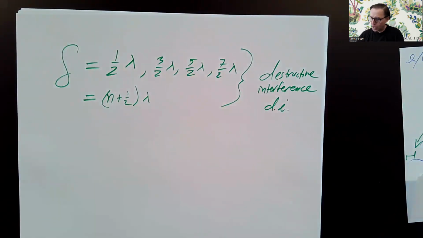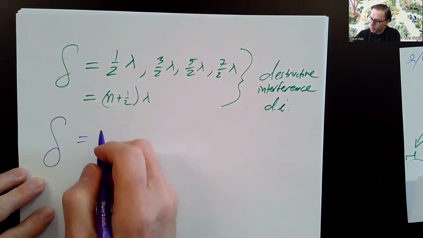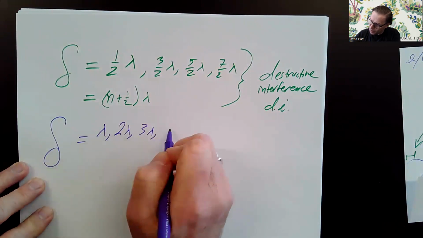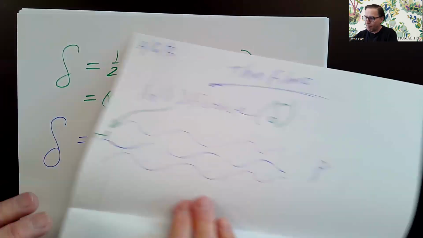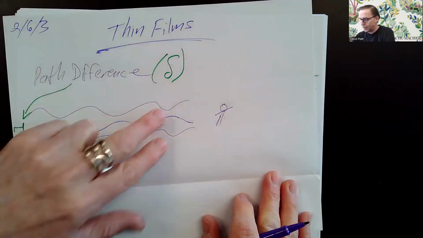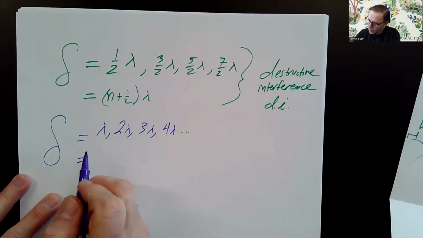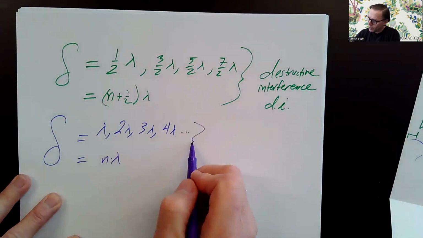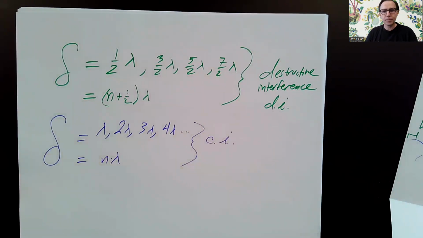If, however, change colors, the path difference is equal to one wavelength, or two wavelengths, or three wavelengths, or four wavelengths, and so on, then I have something more like the first picture where they are in phase, and therefore I have constructive interference. Some integer times the wavelength. That gives me, I'm not going to write it out, constructive interference.